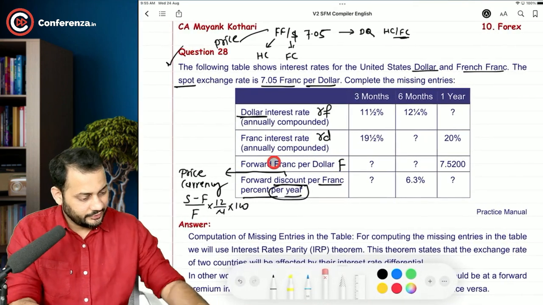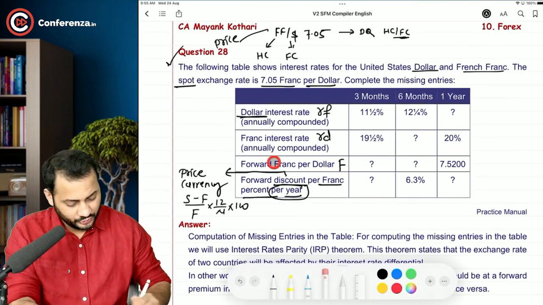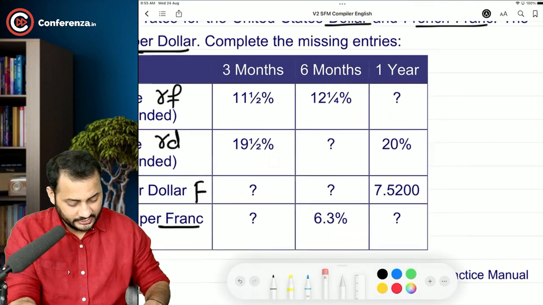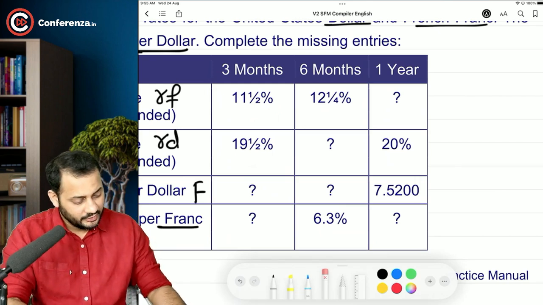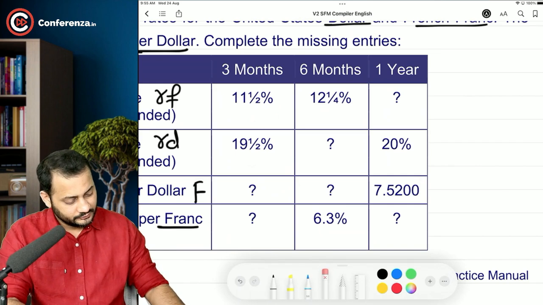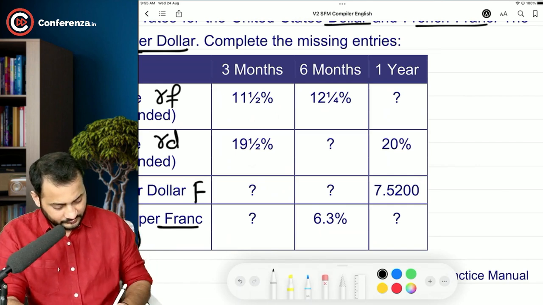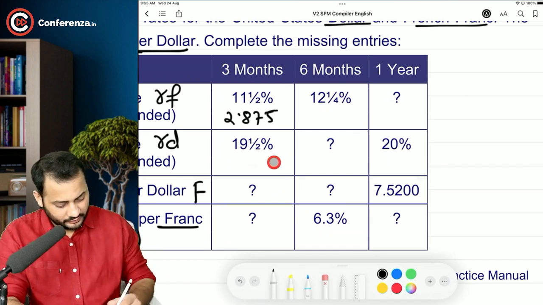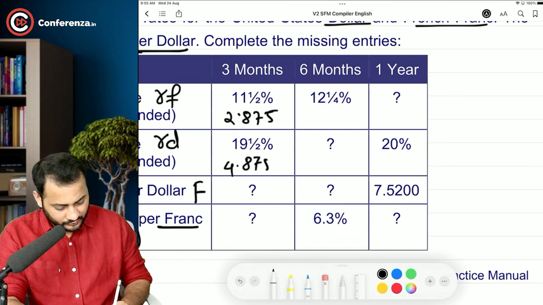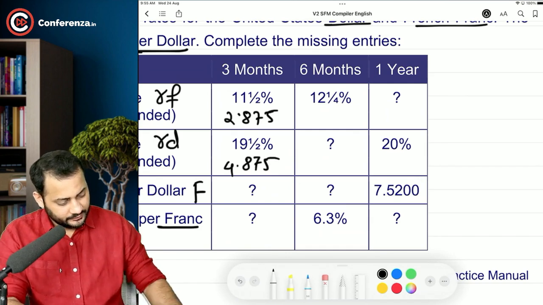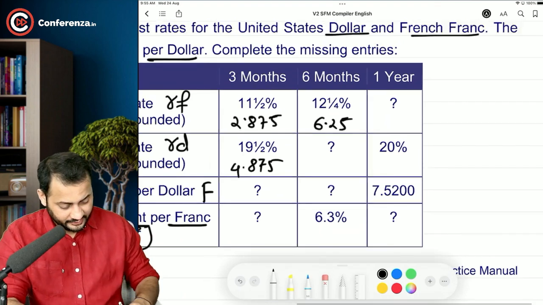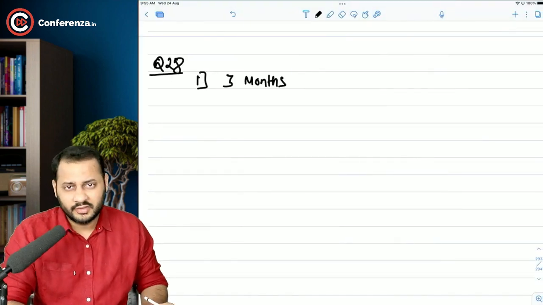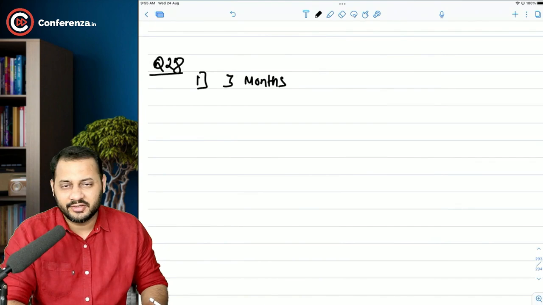When you take it as 3 months, the rate has to be converted into 3 months. So 11.5% means 11.5 divided by 4. This is the rate for 3 months, 2.875, and 19.5 divided by 4 is the rate for 3 months, 4.875. In this case, it will be 12.5 by 2, that's 6.25. I've just written it here so that whenever I take the values from the column, I take them properly.